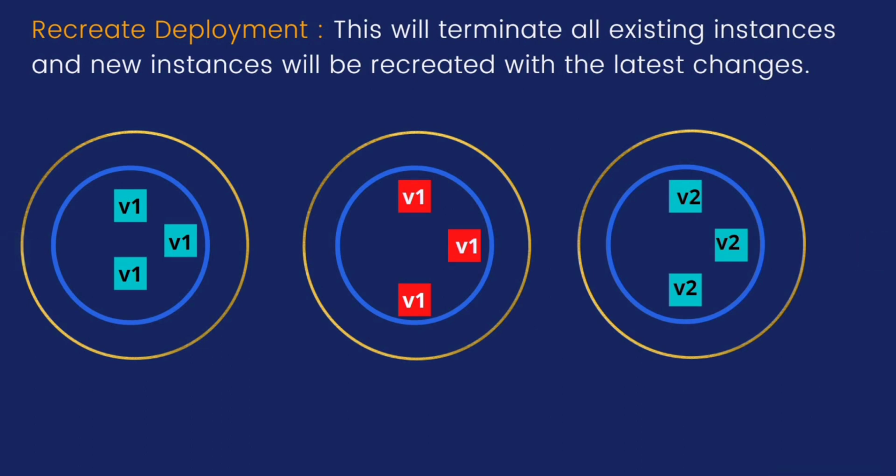Recreate deployment. Suppose you have the application version v1 and after some time you have to deploy the version v2. What it will do is create a new replica set for v2 and delete all the pods of the replica set for v1. In this deployment there is downtime, because we are deleting the first pods and then creating the new pods for version v2. So in this situation we get downtime.